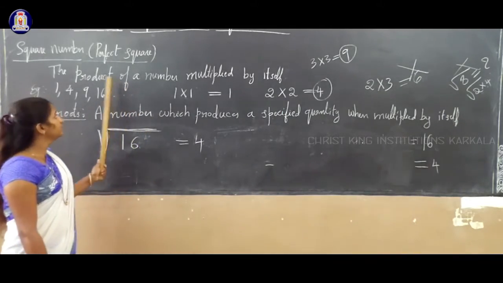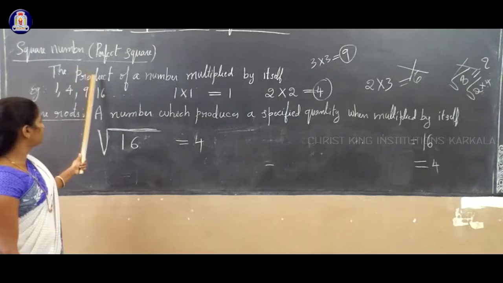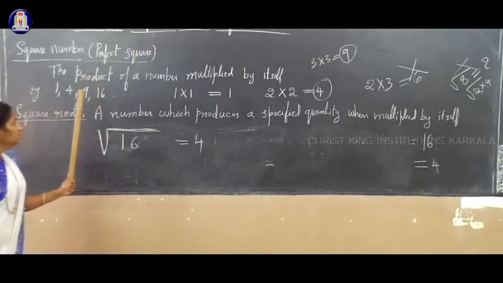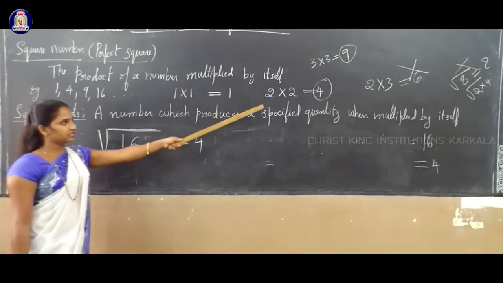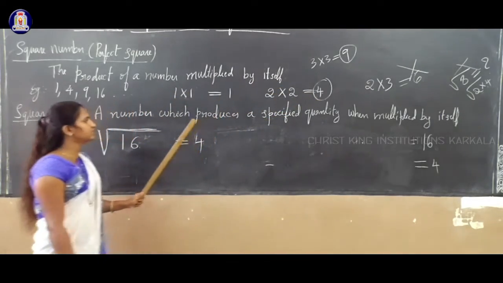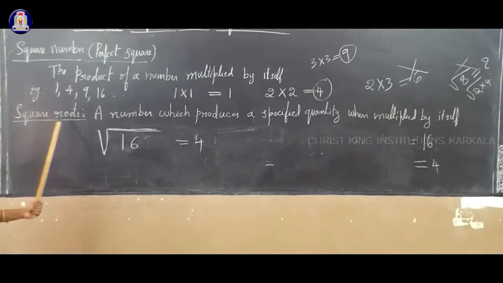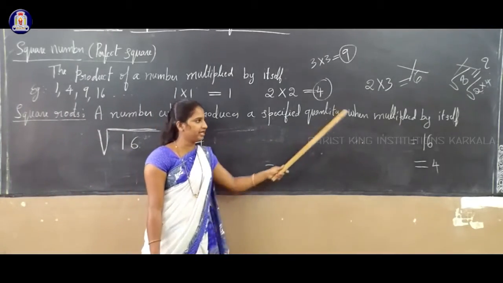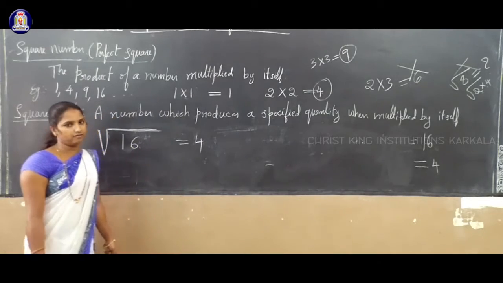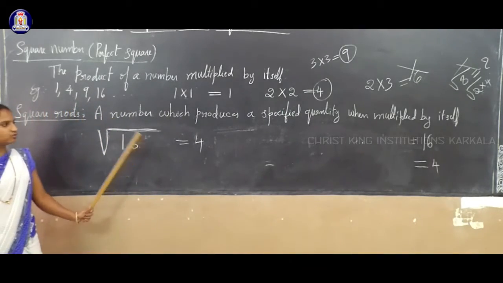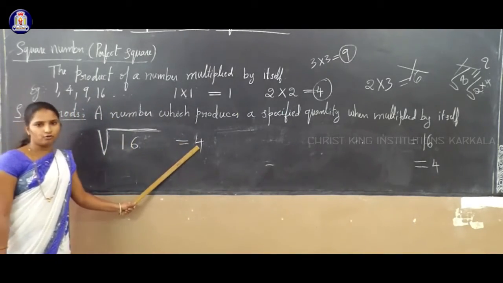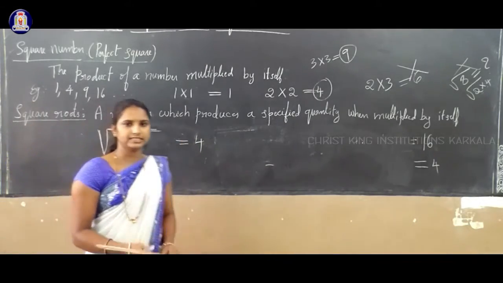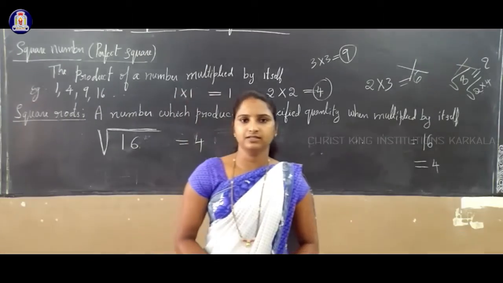Clear? Square means the product of a number multiplied by itself. See, 2 2s are 4. Next, square roots. What is a square root? A number which produces a specified quantity when multiplied by itself. Clear? So for example, root 16 is 4. So this is the concept here.